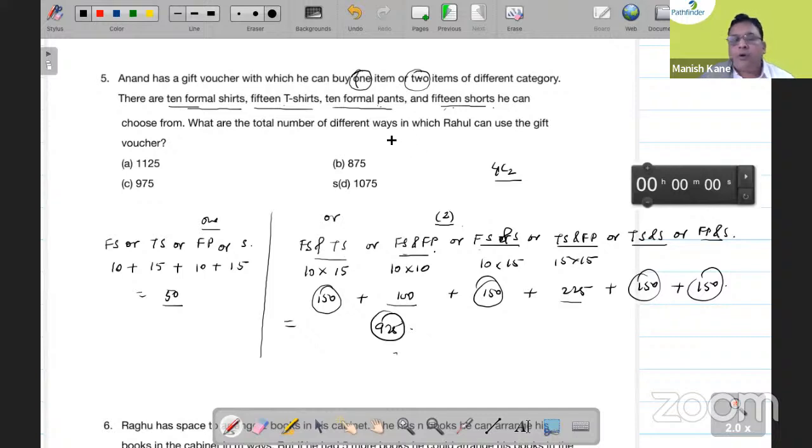So you can use the voucher by buying two items in 925 ways, or you can use the voucher by buying only one item in 50 ways. So 925 plus 50 is all in all 975 ways. So see, it's a beautiful question based only on the fundamental principle of counting. There is nothing else which is required to solve this question.